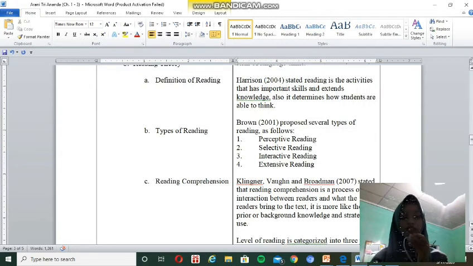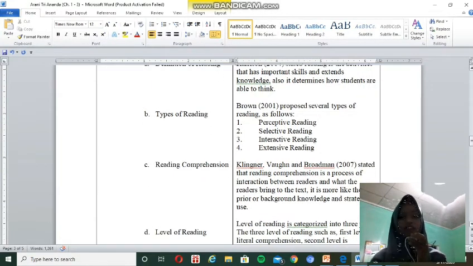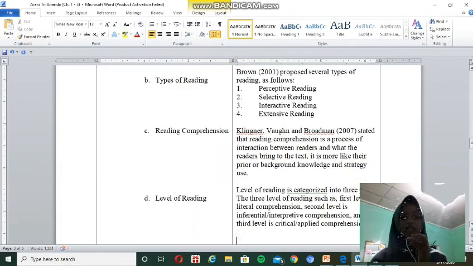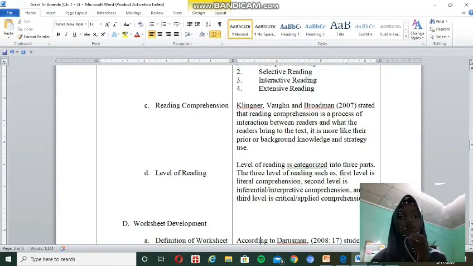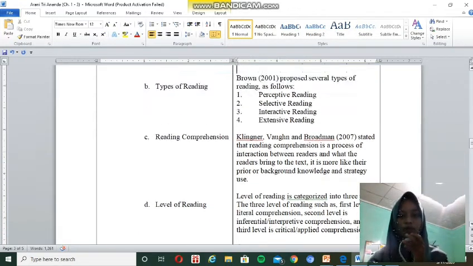And this is reading comprehension. I cited from Klinger, Vaughn, and Boardman in 2007. And also levels of reading, I also cited from the journal, and also from Brown and Levinson, Brown's book.